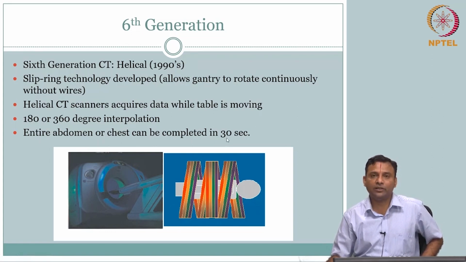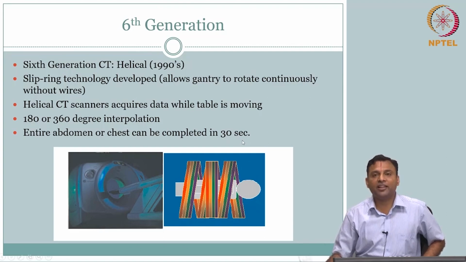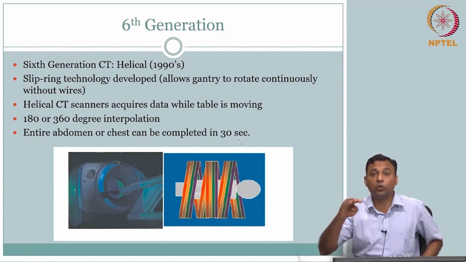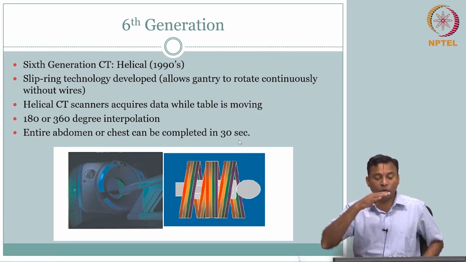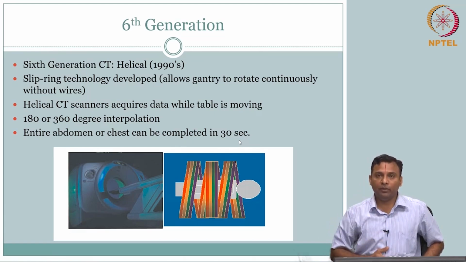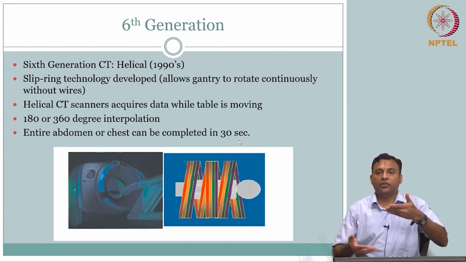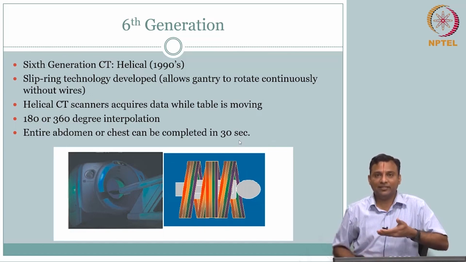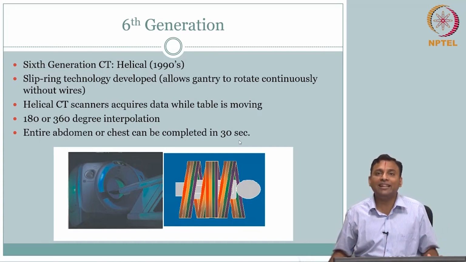Fantastic, right? We talked about, say, in second generation, some 30 seconds. But that was one slice. Now you can get a whole chest or whole abdomen. So you are talking about several centimeters, right? Whole chest, whole abdomen, several centimeters, you could get in 30 seconds. Fantastic. Well, so far so good.